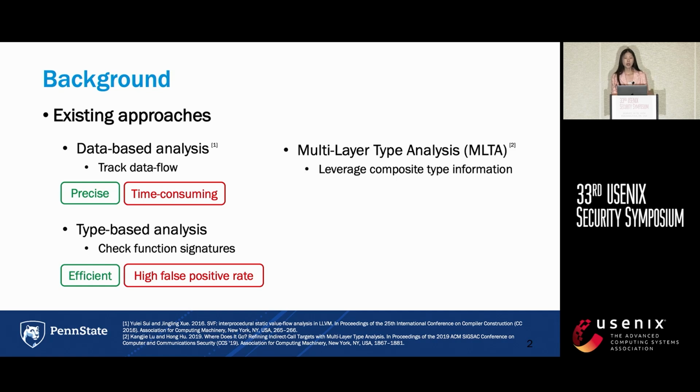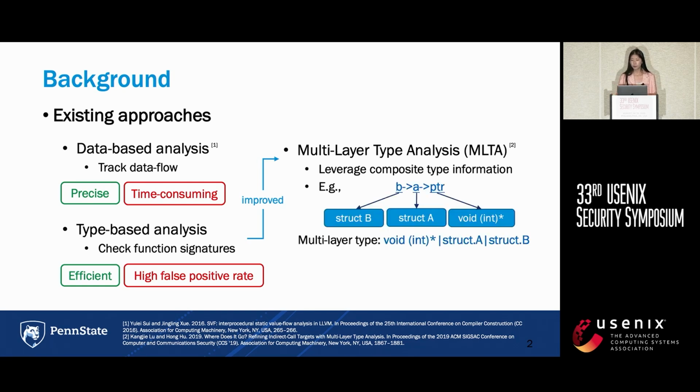Then, multi-layer type analysis, MLTA, was proposed. It is an improved type-based analysis, leveraging extra type information from composite data structures. For example, this function pointer, B->A->ptr, has multi-layer type void (int *), struct A, struct B. MLTA checks if the multi-layer types of functions and indirect calls match to identify targets.